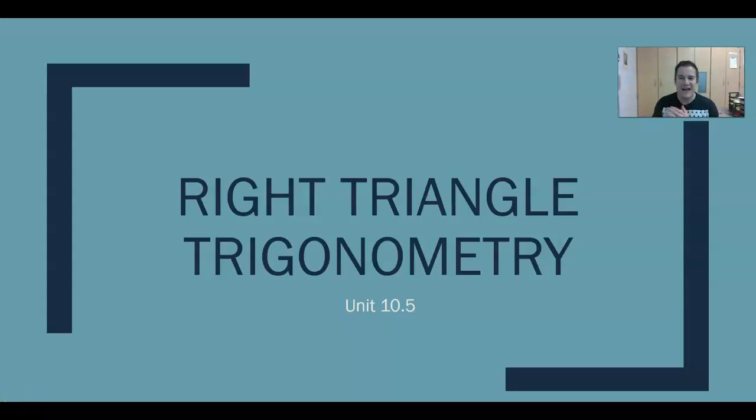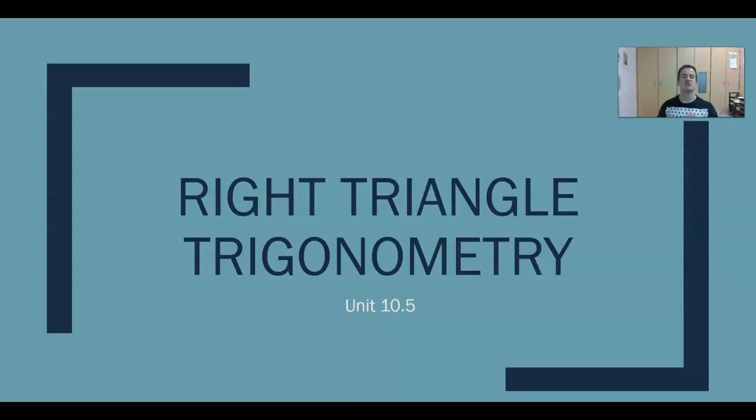We're in the very last lesson for Unit 10, the Intro to Trigonometry unit. We've been talking about angles, all sorts of different things with angles. We just finished talking about some special right triangles, some 45, 45, 90 triangles, and 30, 60, 90 triangles.